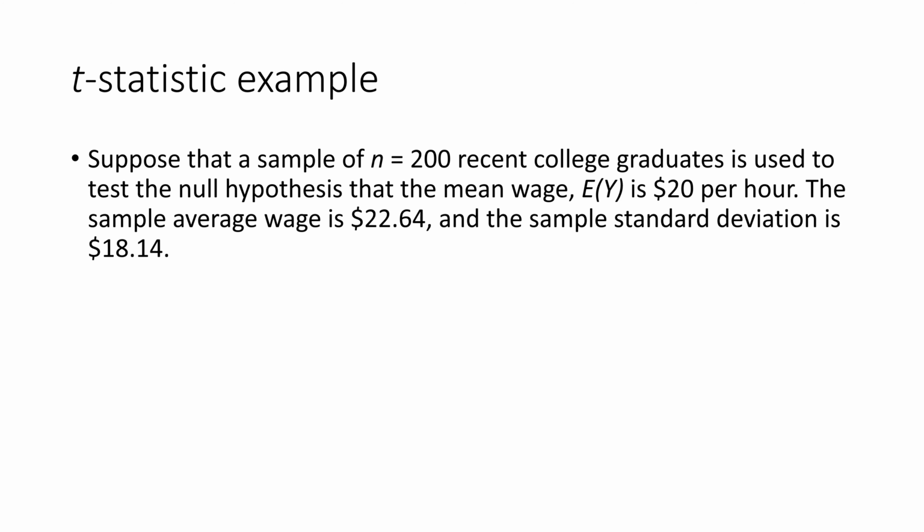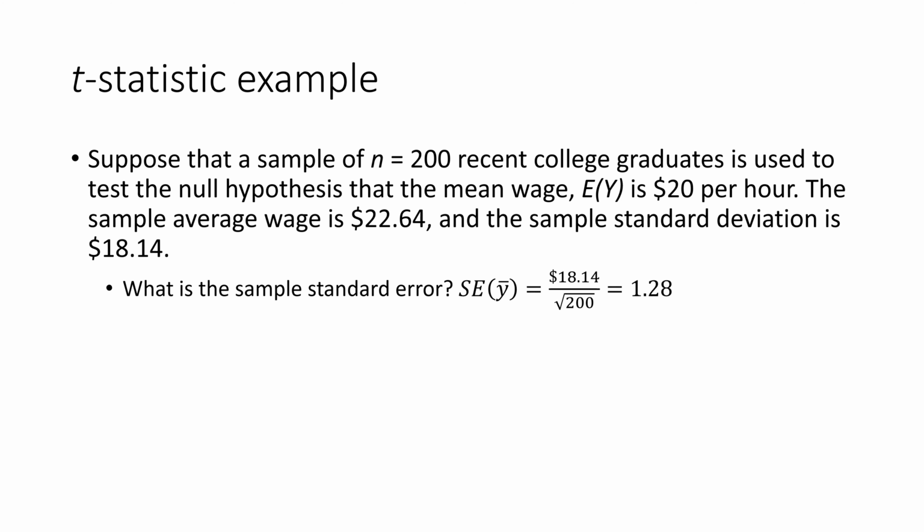It's our sample. So of those 200, the sample average wage is $22.64 an hour, and the sample standard deviation is $18.14. So with that being known, you can use the formula from the t-stat, and I'll show you here in a minute, to calculate that test statistic, and then we'll talk about using it. Okay, so first step, what is the standard error?